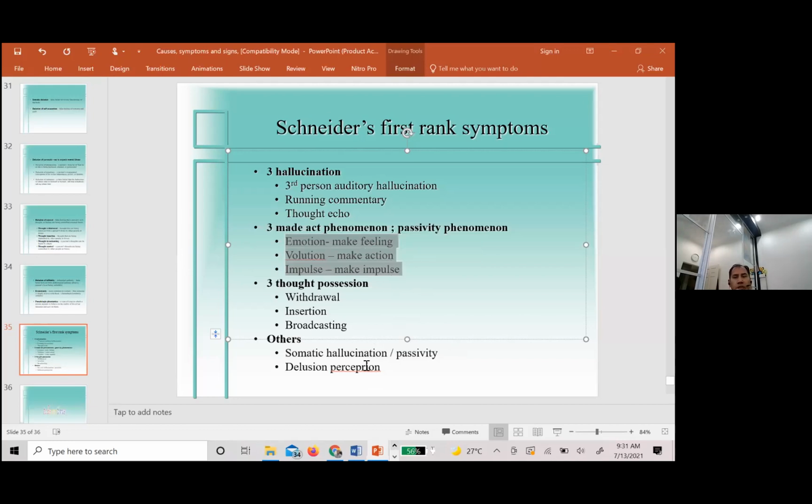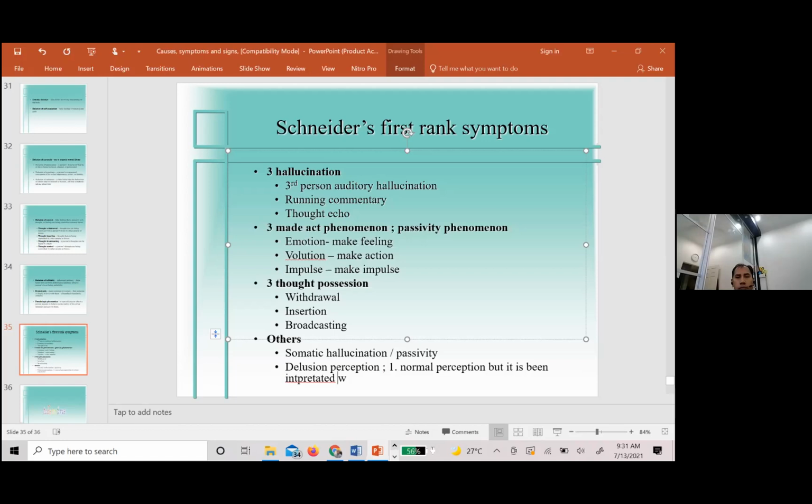Okay, and eventually we have delusional perception. Delusional perception. What is delusional perception? I think you go back and read out lah, boleh? Can you go back and read out? Okay, tak apalah, it's okay. What is delusional perception? The first point is normal perception, but it is being interpreted wrongly. Okay, what does it mean?